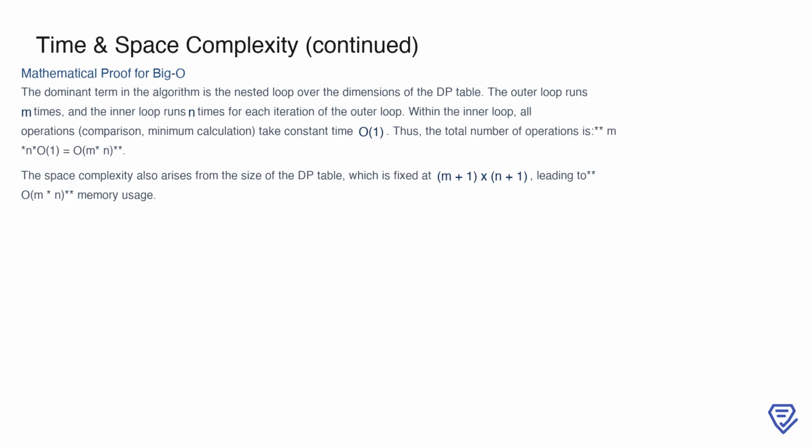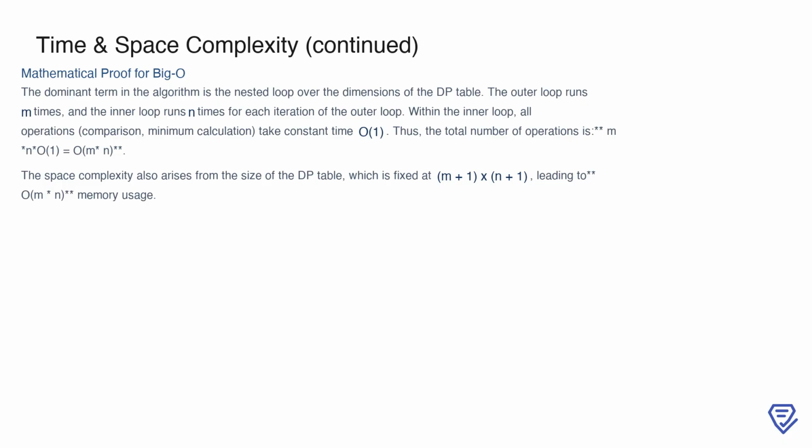The outer loop runs m times, corresponding to the rows of the DP table, and for each iteration of the outer loop, the inner loop runs n times, corresponding to the columns. Inside the inner loop, operations like comparisons and minimum calculations are performed, each taking constant time O(1). Multiplying these together, the total number of operations is m*n*O(1), which simplifies to m*n.